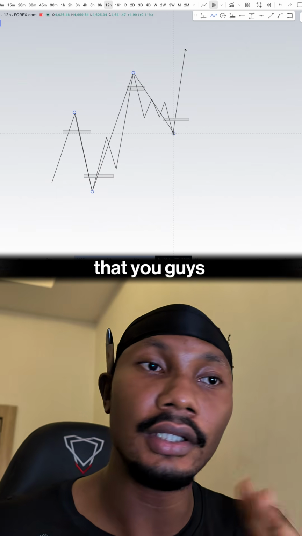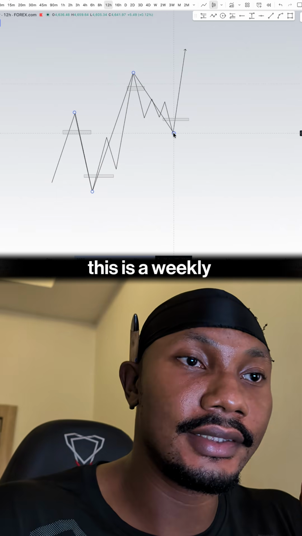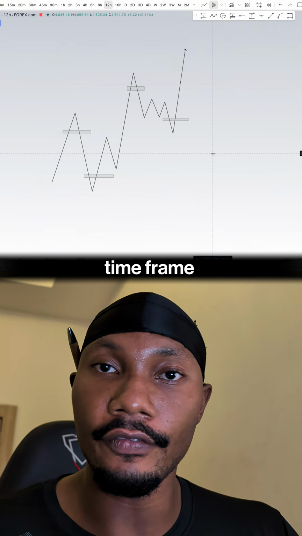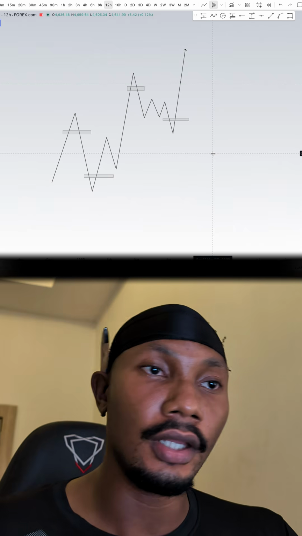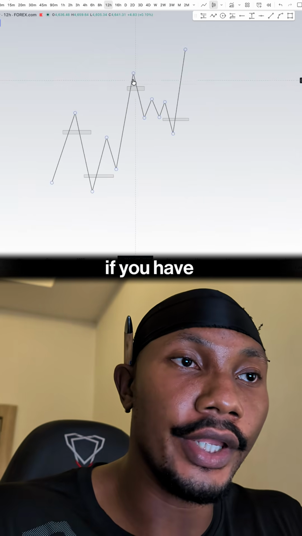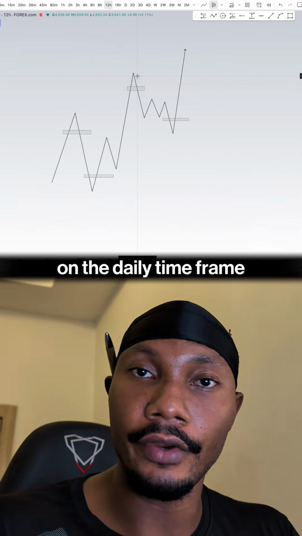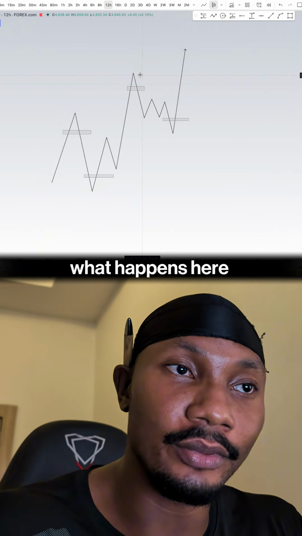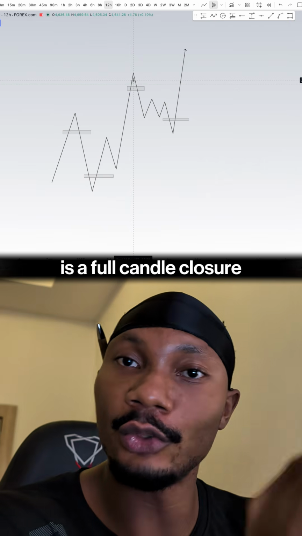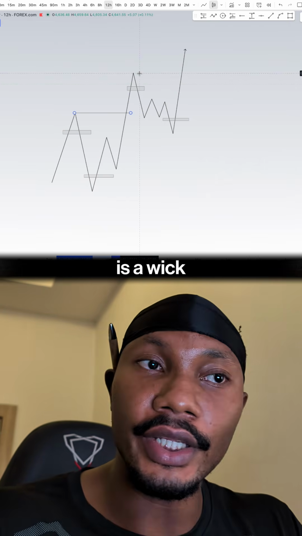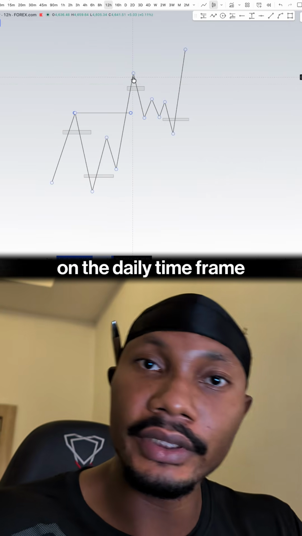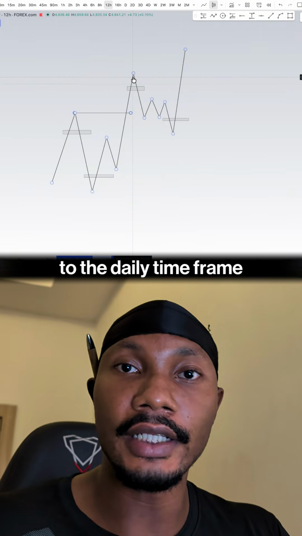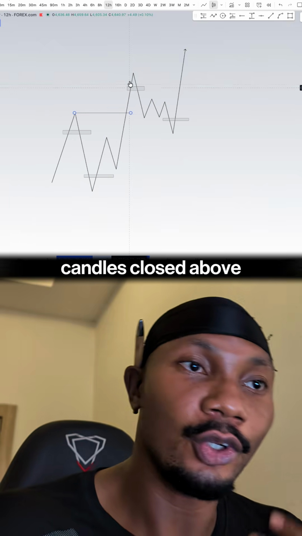Then the second thing that you guys need to understand is this is a weekly time frame. I usually start marking out my market structure on the weekly time frame or on the daily time frame. On the weekly time frame, if you have a wick, what do you think happens on the daily time frame? Still weak. Most times on the daily time frame, what happens here is a full candle closure. Even if this is a wick, candles closed above here on the daily time frame. In as much as I'm using the weekly time frame to mark it out, go down to the daily time frame, what would you see? You'll see that candles closed above.